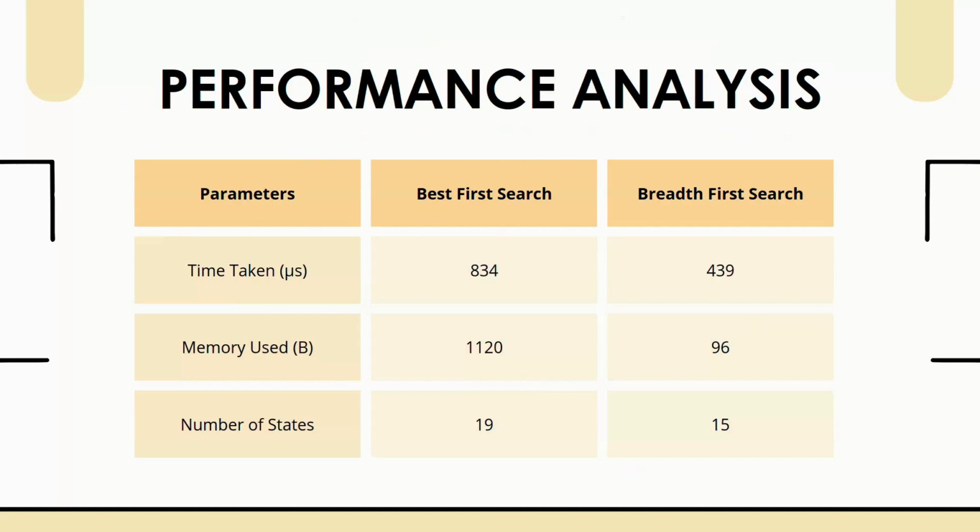And this is the analysis of the performance. The time taken for best first search is 834 microseconds, but for the breadth first search, it is lesser at 439 microseconds. The memory used is 1120 bytes for the best first search, but for the breadth first search, it's 96. The number of states are 19 and 15 respectively for best first search and breadth first search. So clearly breadth first search seems to have an advantage. We'll be running the code later on to show it in real time.